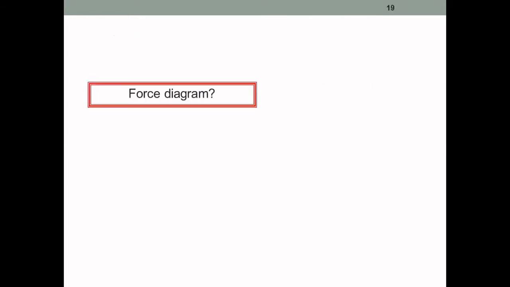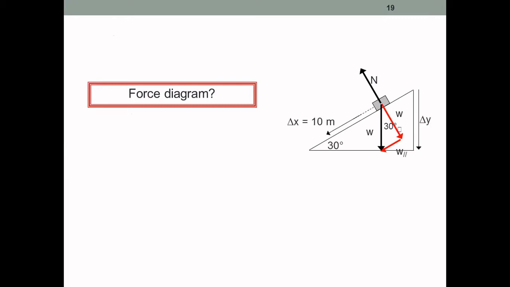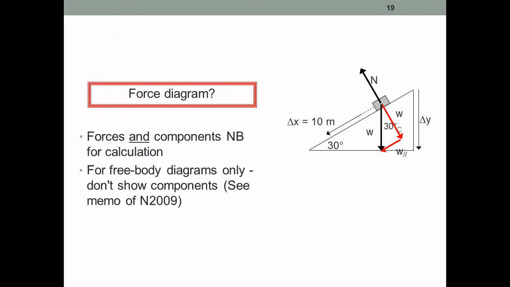Okay. Let's consider the first diagram. This is in an inclined plane. So we have the normal force, which is always acting perpendicular to the inclined plane. Gravity always acting downwards. Then the angle of displacement, which is down the plane. And we also have a height there denoted by delta y.